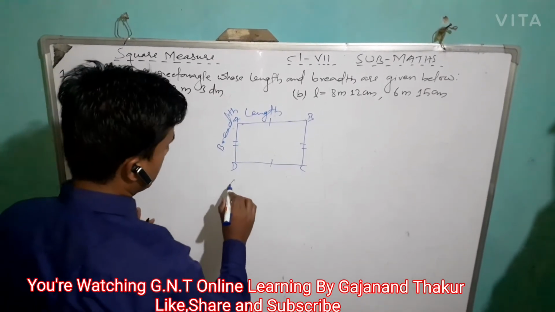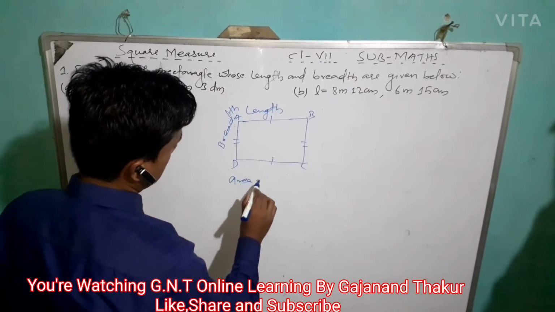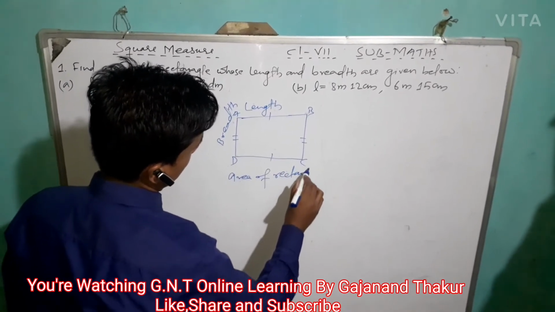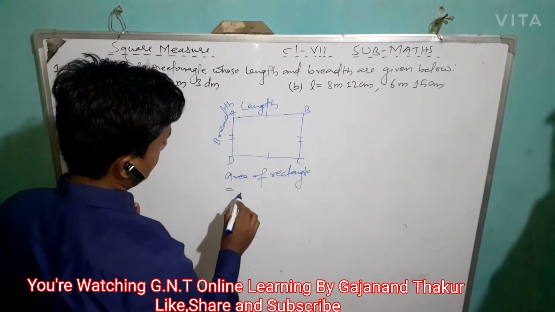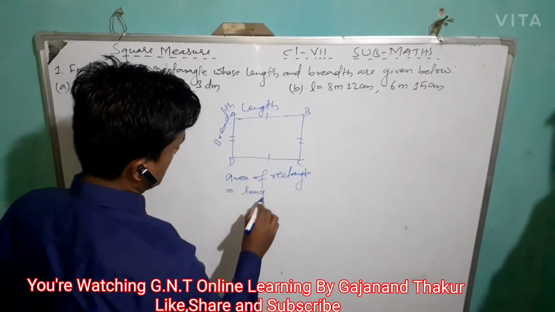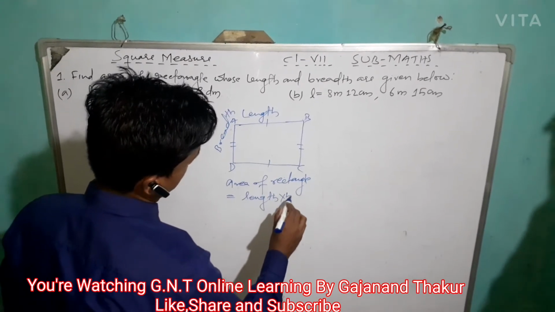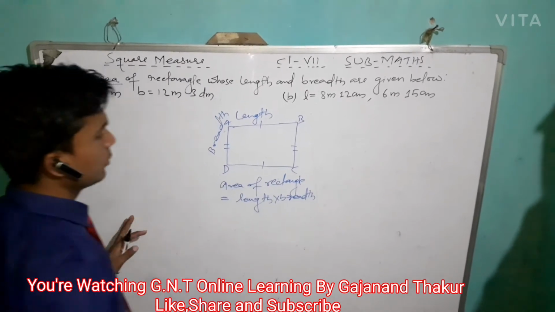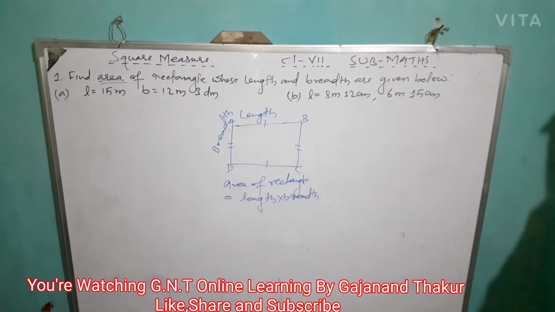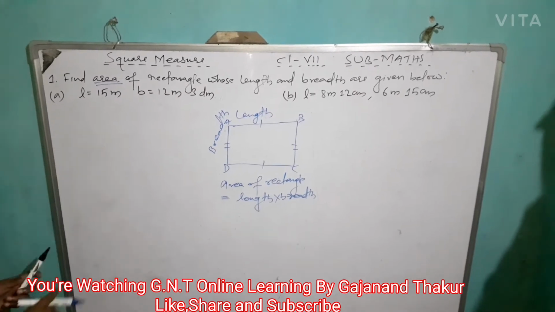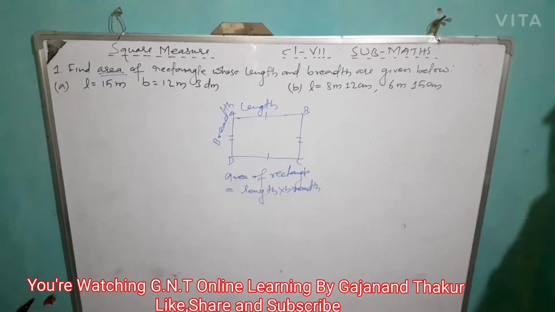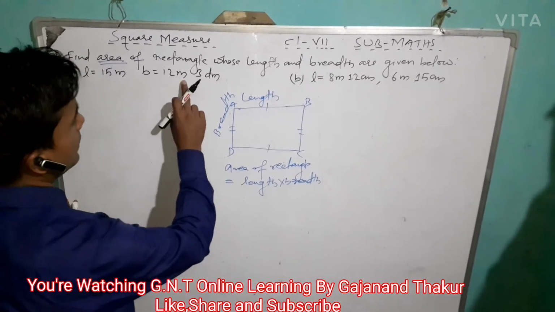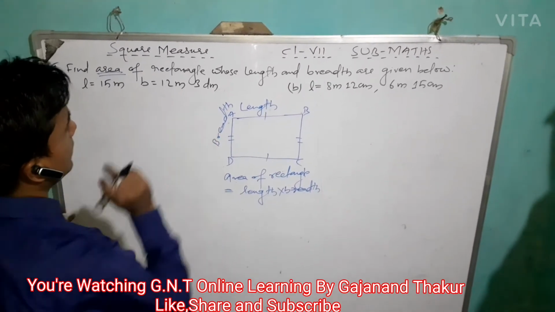So the area of a rectangle is equal to length into breadth, okay? So this is the formula to find the area of a rectangle. Now in the question part, what we got is length 15 meter, and breadth 12 meter and 3 decimeter.